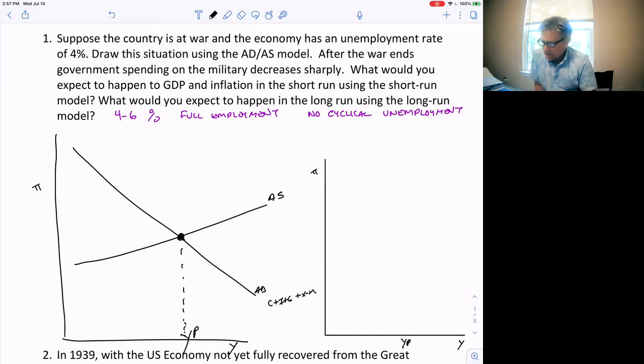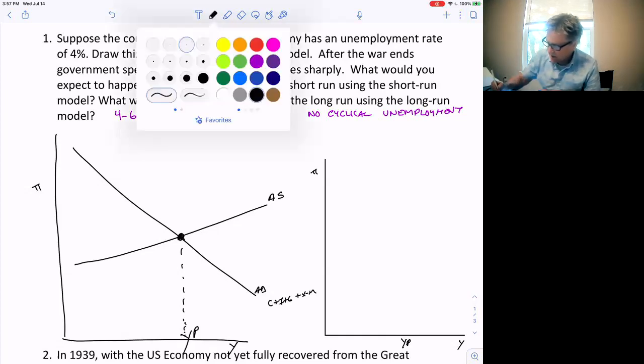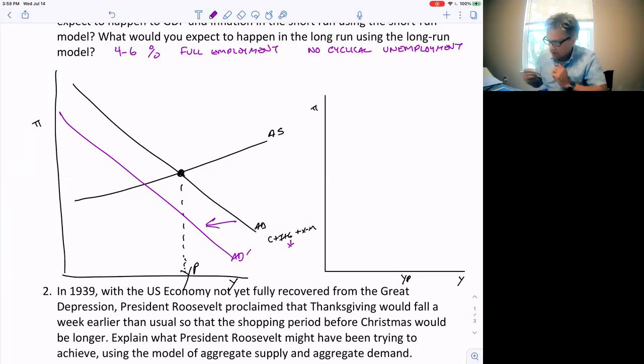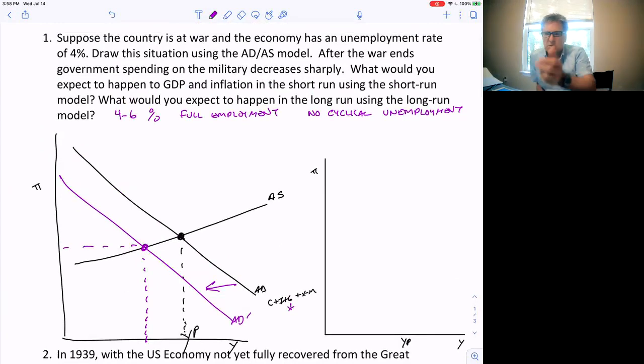And the war ends, and the government spending on the military decreases. So government spending falls. That means aggregate demand is going to fall. It's going to shift to the left because G falls. We're going to have a new equilibrium, and the new equilibrium is going to be at a lower level of output and a lower level of inflation, according to this model. And as I said once before, this actually happened after the Korean War.